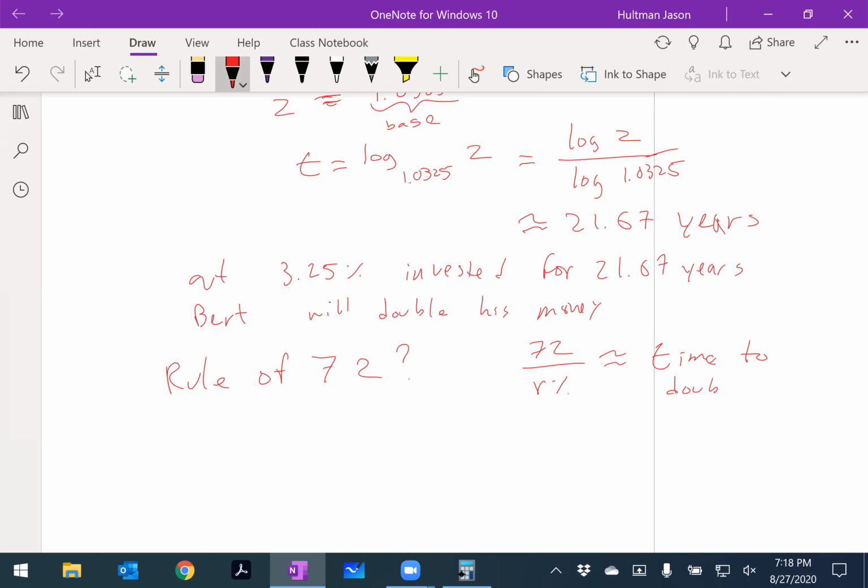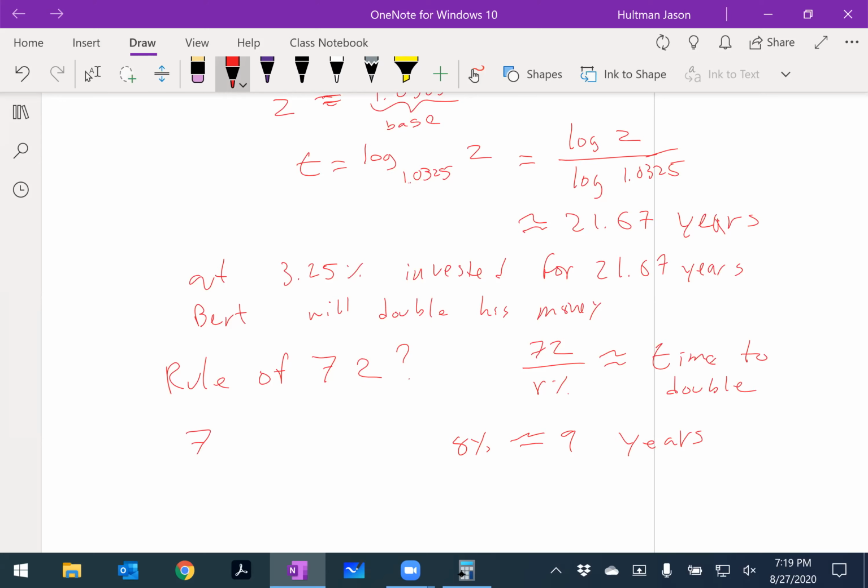Say that you invested at 8%. How many years is it going to take you to double your money? Well, what's 72 divided by 8? 9. So this is approximately 9 years. And again, we'll revisit this and see why this works.